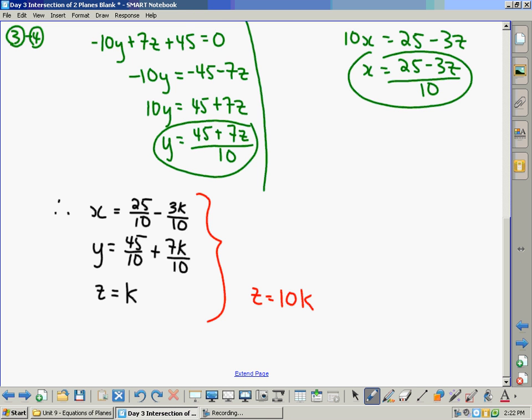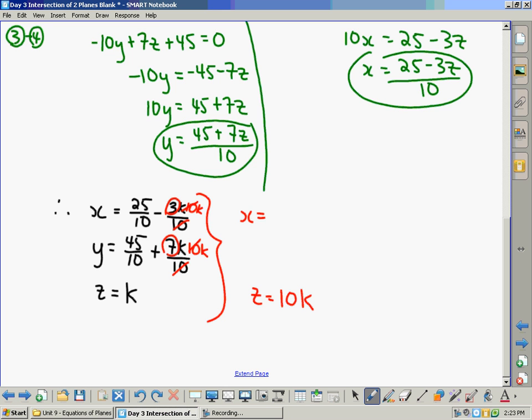The reason I might do that is because if I replace that z with 10k, this becomes a 10k instead. And then what of course disappears? That, and I'm left with just 7k. Same thing up here. If this was a 10k, then this and this would disappear, and I'd just be left with a 3k. Now, you can't do anything about the fractions before that, so they'll have to stay the same.